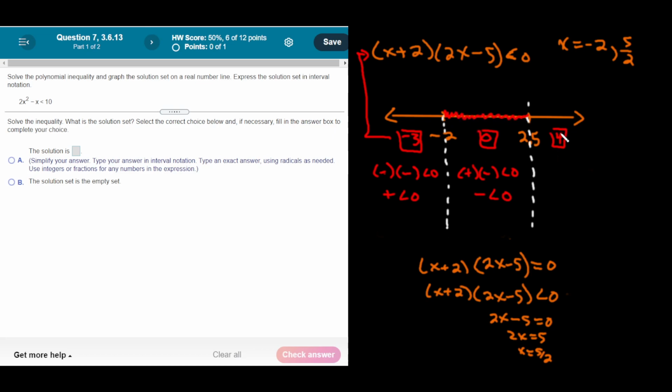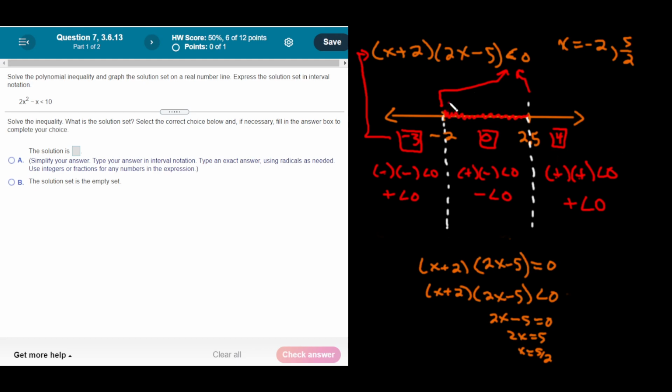Spoiler alert, we're not going to shade over here, but let's plug in a 4 anyway. Plug in a 4, we get a positive there. Plug a 4 here. That's 8 minus 5, which is also positive. What's a positive times a positive? Is a positive less than 0? Never. We're done.